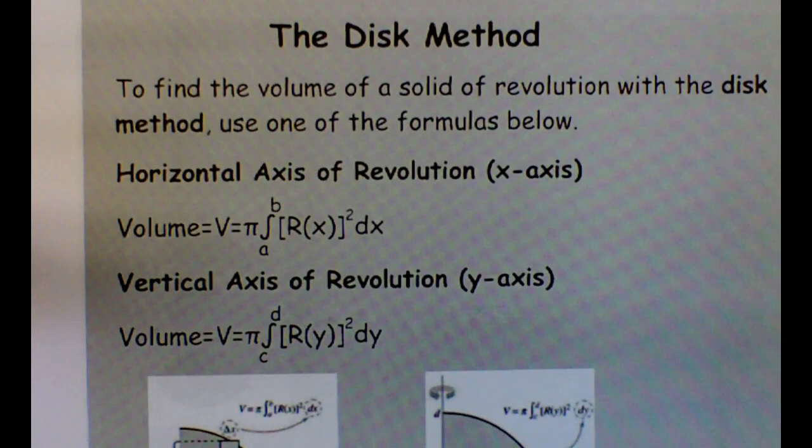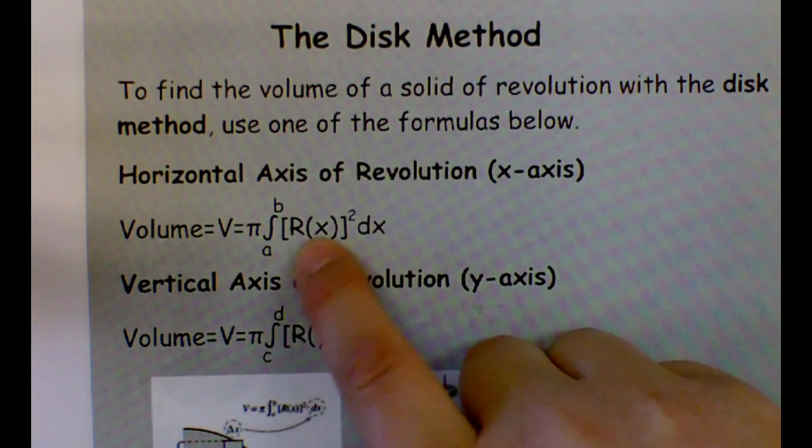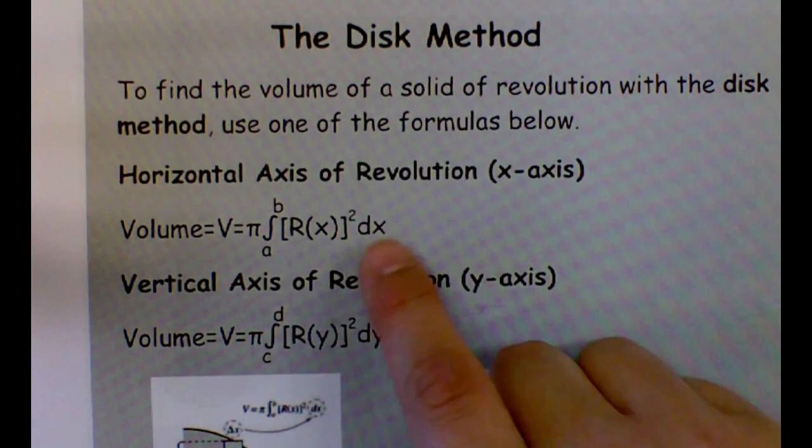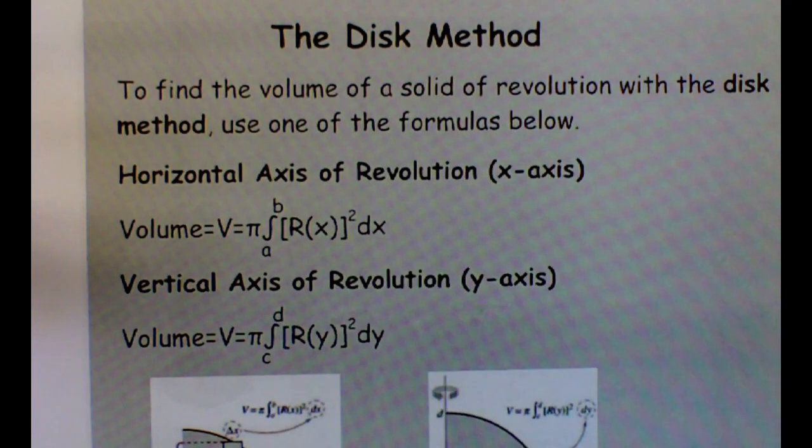So to find the volume of a solid of revolution with the disk method, we use one of these two formulas, depending on which axis we revolve around. If we have a horizontal axis of revolution, which is usually the x-axis, the volume is pi times the definite integral from a to b of r of x, which is just our equation, squared dx. Because remember, volume of a cylinder is pi r squared h. The r squared, that's r of x. The h is dx. It's our width.